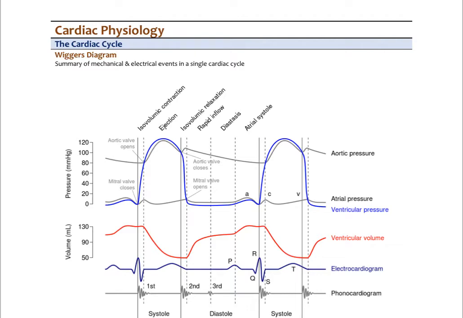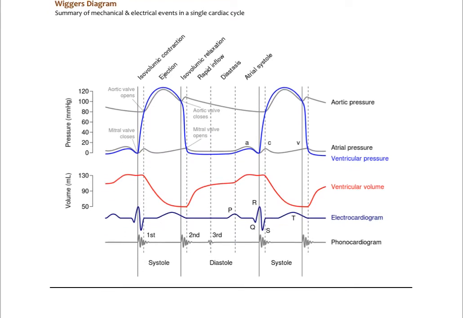So this is a summary of the electrical and the mechanical events during a single cardiac cycle. So let's look at what's going on here. First of all, we could start with the ventricular pressure line. That's this blue one here.